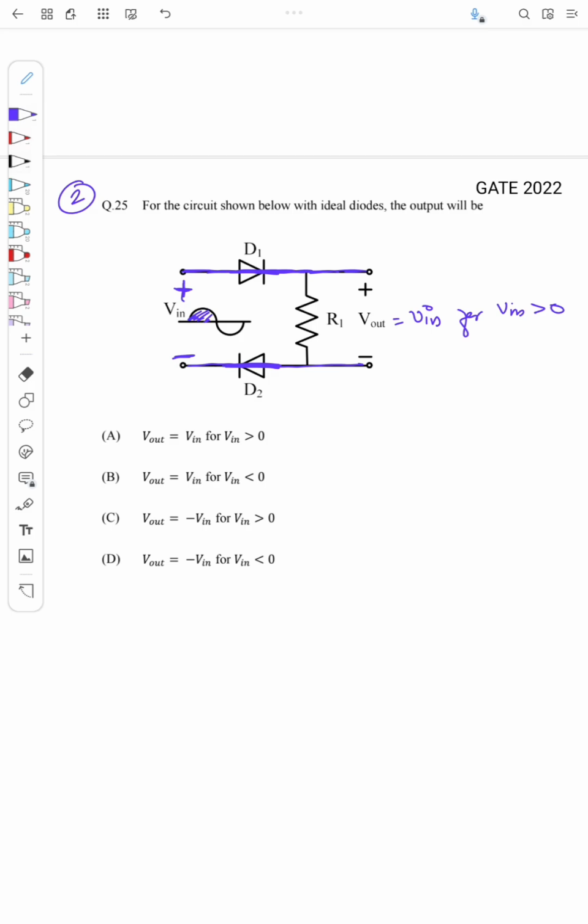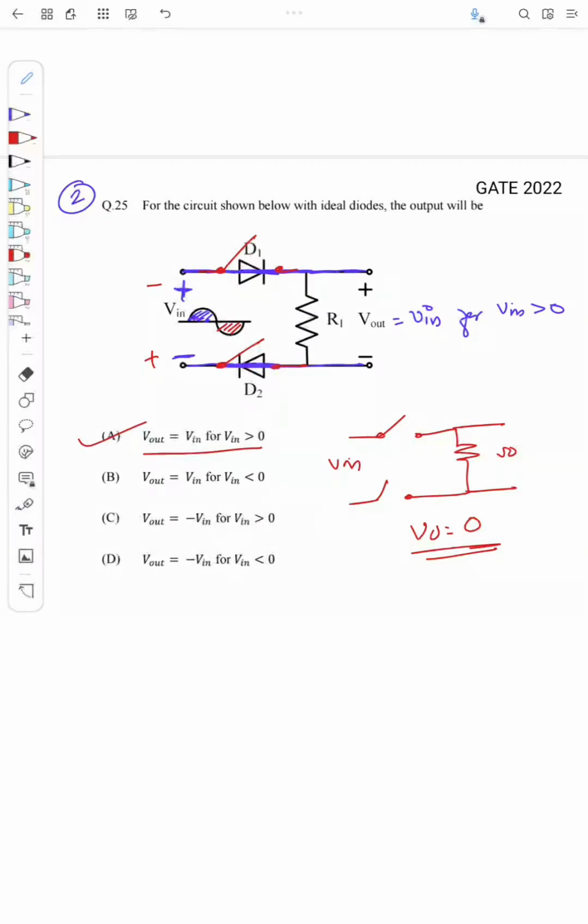And what happens for this case, that is when Vin is negative? When Vin is negative, here it will be minus, here it will be plus. So what happens, the diode will be open during the negative half cycle. So the circuit will be like this, Vout. So Vout will be equal to 0, right? So the answer is Vout will be equal to Vin for Vin greater than 0.